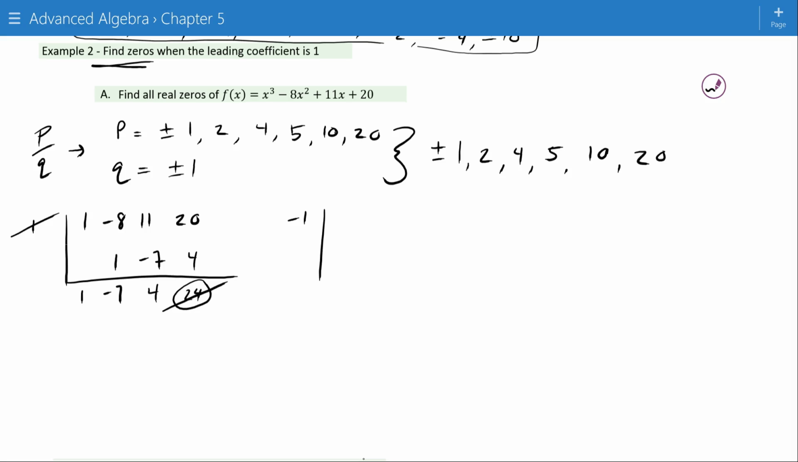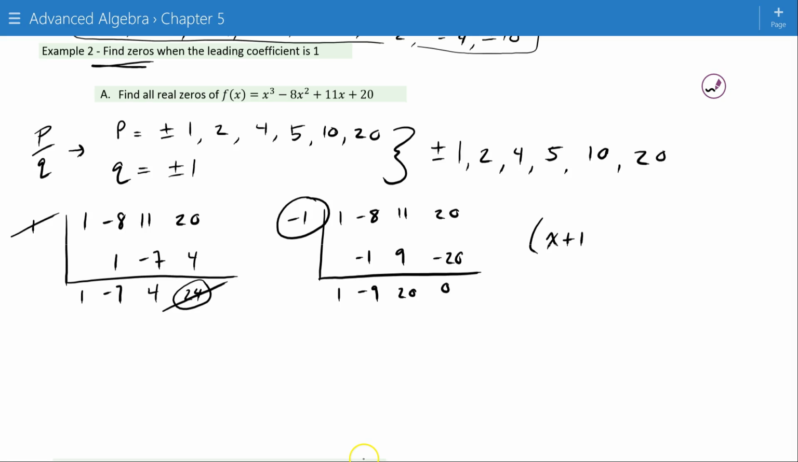So we go on to the next one, test negative 1. Let's do synthetic division again. All right, multiply back in. Combine, we're left with negative 9. Multiply that, we get positive 9, so we're left with 20. Multiply, we get negative 20. And we don't have a remainder, which is a great thing, which means x equals negative 1 is a solution. So negative 1 is one of your zeros. Now negative 1 really came from x plus 1, which means x plus 1 is one of your factors of that.